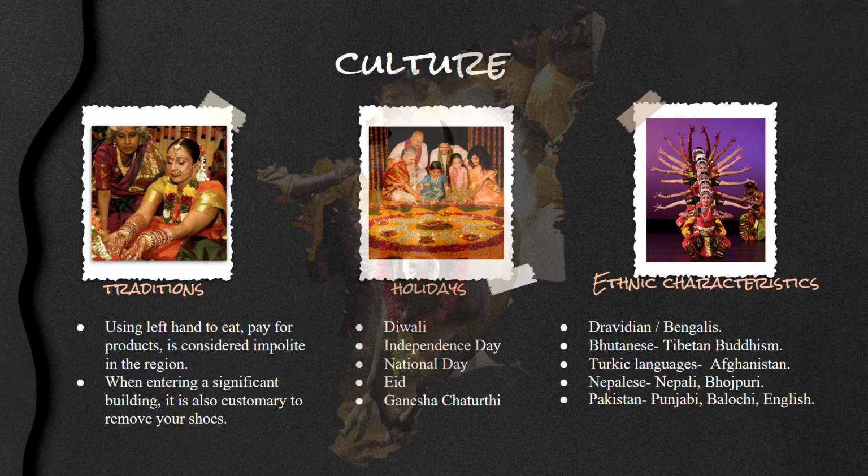And last but not least, ethnic characteristics. The Dravidians are a group of people who live primarily in India, Sri Lanka, Pakistan, and Afghanistan. They speak Dravidian languages. The Bengalis are another ethnic group. These people are from the Bengal area, which is divided politically between Bangladesh and India. The Bhutanese, who practice Tibetan Buddhism, are a distinct group in South Asia.